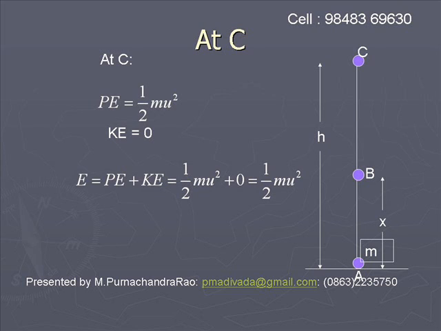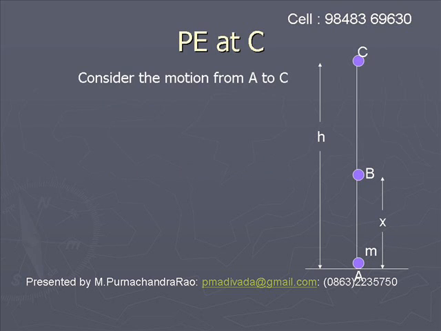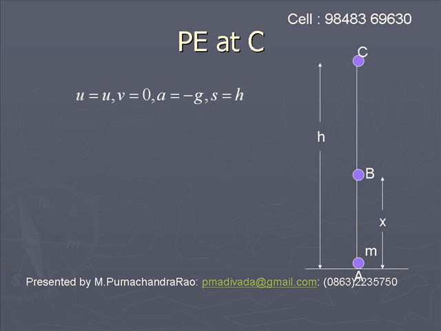Now let us prove that potential energy is equal to half mu square. Consider the motion from A to C. At A, the velocity is u and it is in the upward direction. The final velocity at C, v, is equal to 0. Acceleration a is equal to minus g. The displacement s is equal to h from A to C.